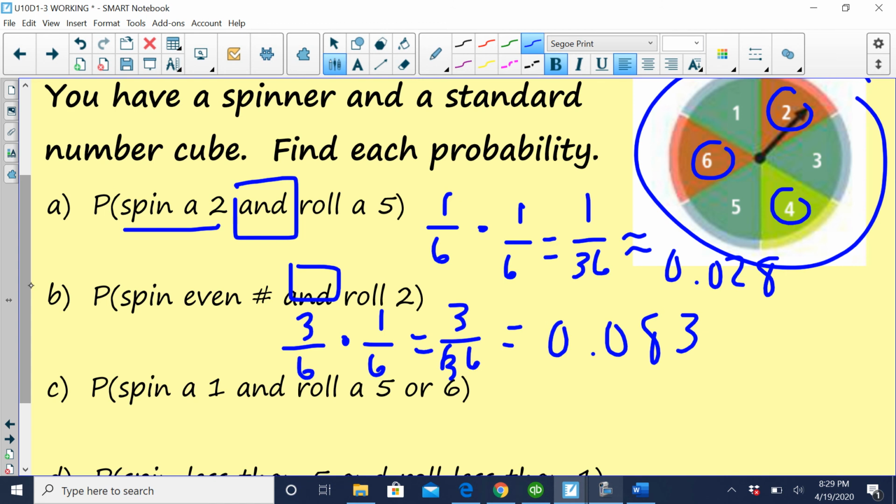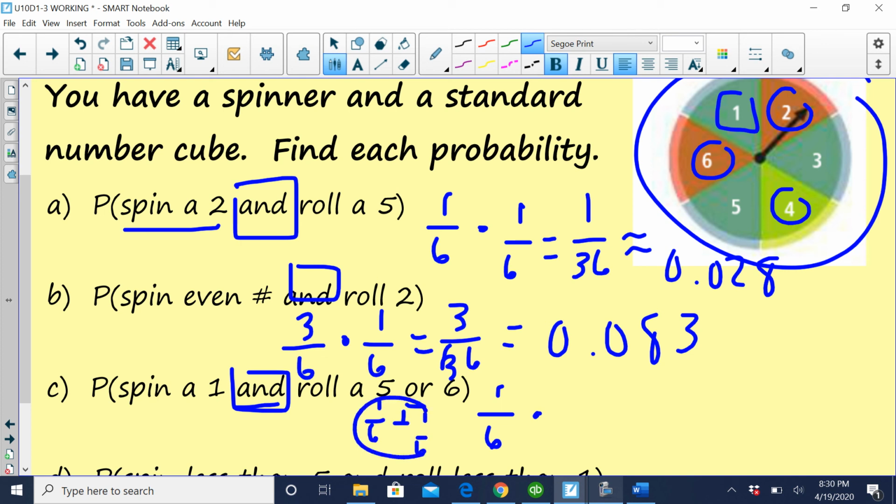Okay, last one. Oh, looks like there's maybe 2. Probability that I spin a 1 and roll a 5 or a 6. Interesting, it's got both there. Okay, probability that I spin a 1, well, that's going to be this one right here. So 1 out of 6, and means I multiply. What's the probability that I roll a 5? Well, that would be 1/6 plus a 6, 1/6. So what is my outcome here? Here I would get 2/6.